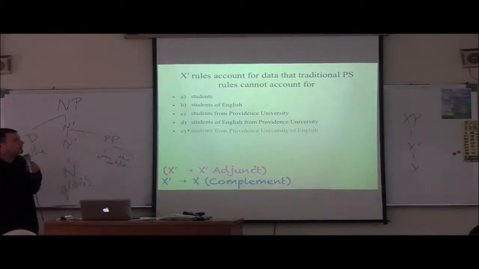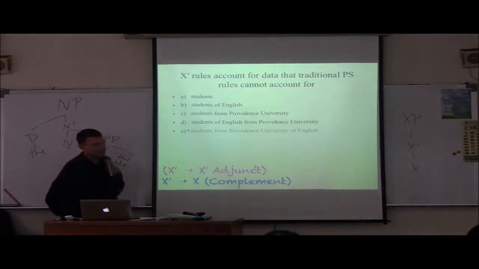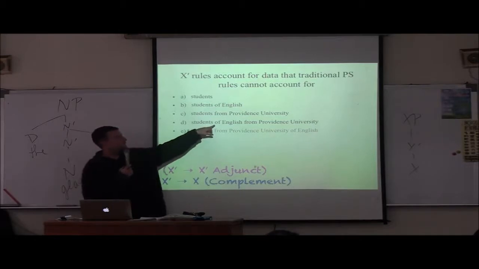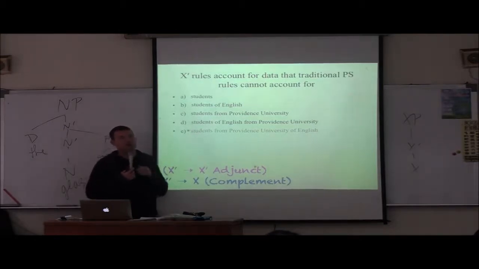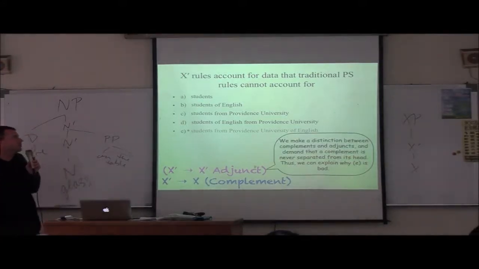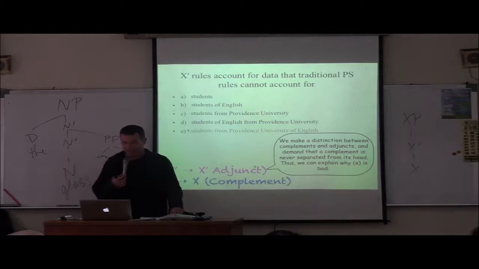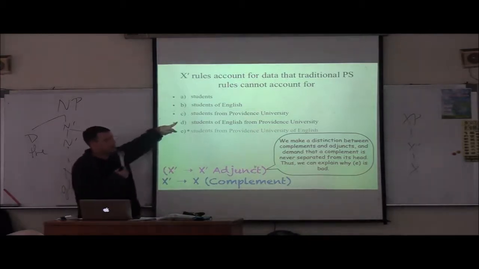And this rule demands that where there is a complement, it is the sister of the head. On the other hand, adjuncts are not sisters to heads. This would explain why the phrase of English cannot be separated from the head. You can't leave your sister. So, because these two rules make a distinction between complements and adjuncts and demand that a complement is never separated from the head, you can easily account for the distinction between D and E.